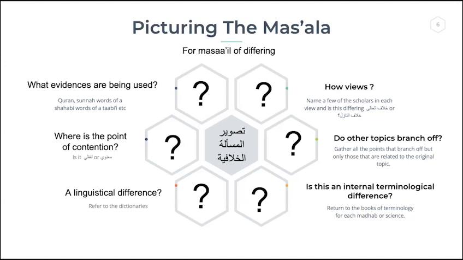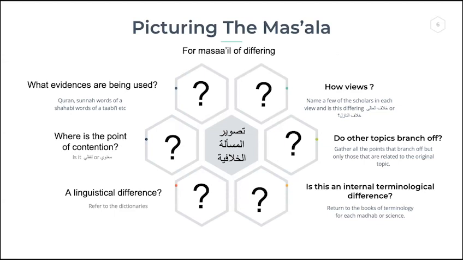But I wanted to quickly mention some points, hence why you see this page picturing the Mas'ala al-Khilafiyya. I just wanted to mention some issues on khilaf, some points I forgot to mention, but alhamdulillah, it's just an extra point. We mentioned you've got to think about all of the points of the taswir al-mas'ala for this khilaf issue, when your mas'ala is a mas'ala khilafiyya.